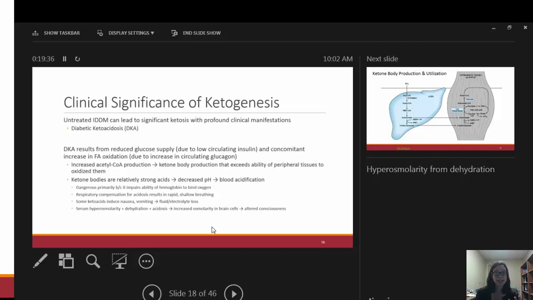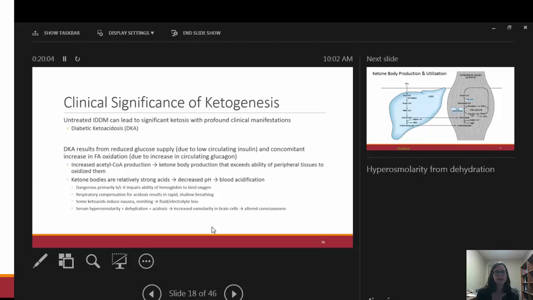So we have an increase in fatty acid oxidation. So decreased glucose, increased fatty acid oxidation. When we have the increased fatty acid oxidation, we get increased acetyl-CoA production and increased ketone body production that exceeds the ability of the peripheral tissues to oxidize these ketone bodies. So we start to get the buildup of these ketone bodies.